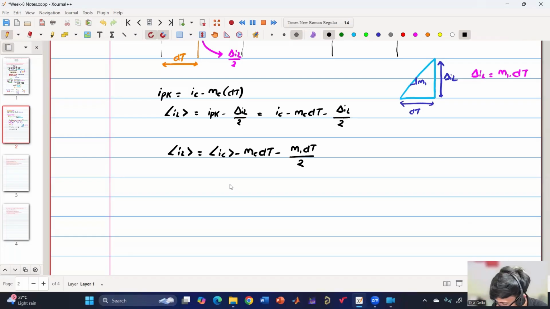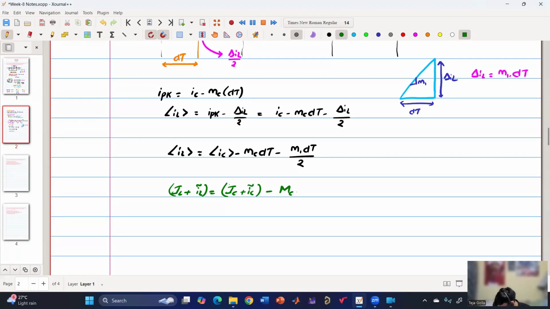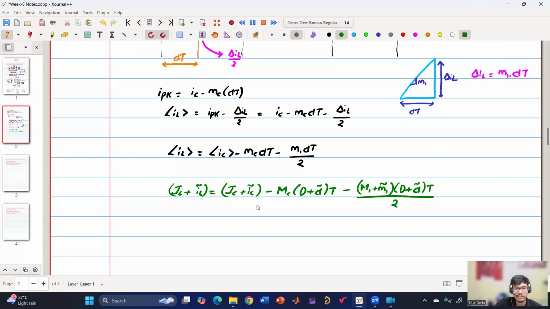So now if we do the perturbation, we'll get IL plus IL perturbation equal to IC plus IC perturbation minus MC plus MC perturbation, but MC perturbation is not there, because MC is fixed. MC is not changing. So we'll have only perturbation in the duty ratio: MC into D plus D perturbation into T, minus M1 plus M1 perturb into D plus D perturb whole into T by 2. Agree?